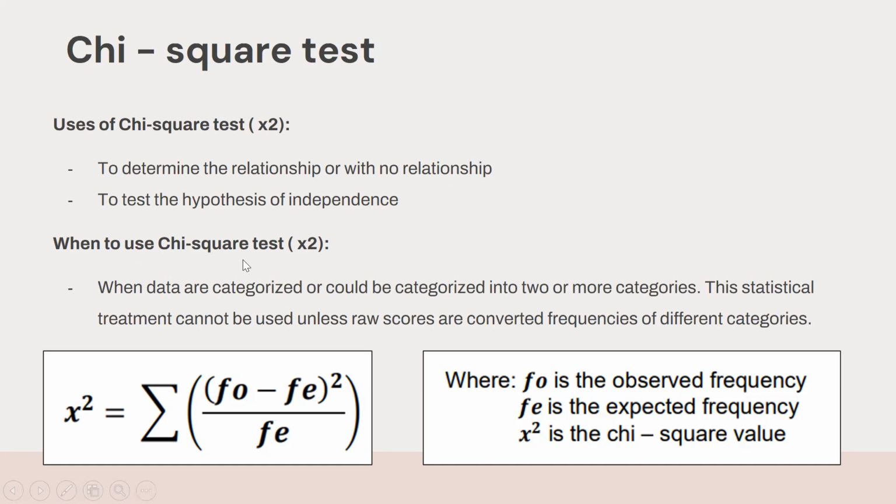So when to use chi-square test? When data are categorized or could be categorized into two or more categories. So this statistical treatment cannot be used unless raw scores are converted to frequencies of different categories. So naka-frequency siya. Remember, ang chine-check natin dito yung mga categorical variables. Okay? So, ito yung kanyang formula where FO is the observed frequency, FE is the expected frequency, and then chi, ito yung value of chi squared nandito.